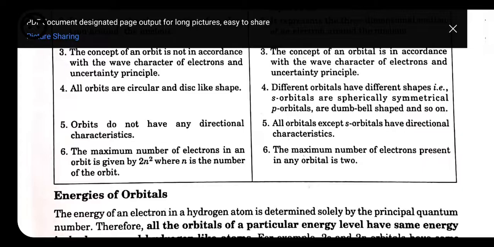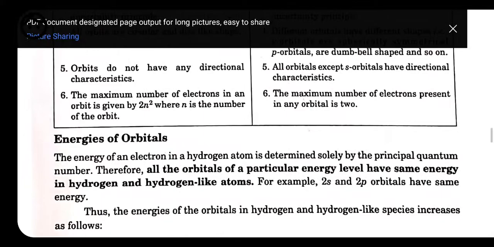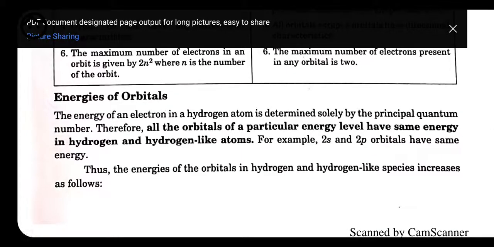And for orbitals, the maximum number of electrons present in one orbital is only 2, not more than 2. We cannot accommodate more than 2 electrons in one orbital. Okay, now we have the energy of orbitals. Different orbitals have different energy.